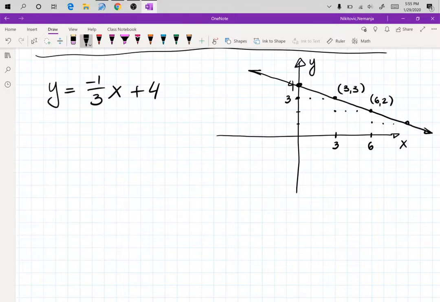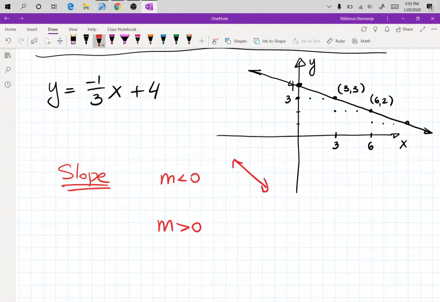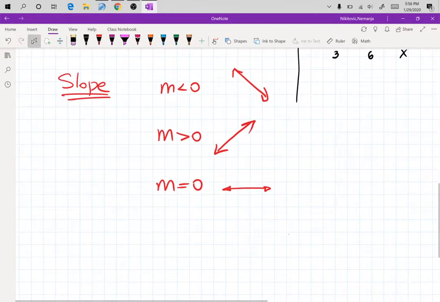Now this slope is negative. So now what we are learning about slope is that negative slope looks like that. Positive slope looks like this. Zero slope is a horizontal line. Again, we are reviewing stuff that you saw in algebra course.